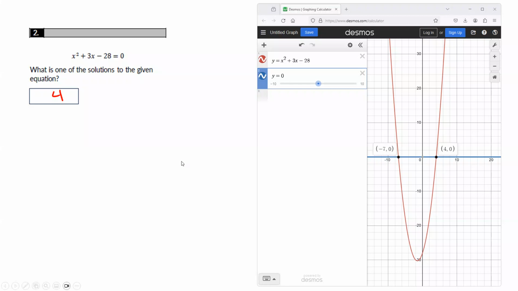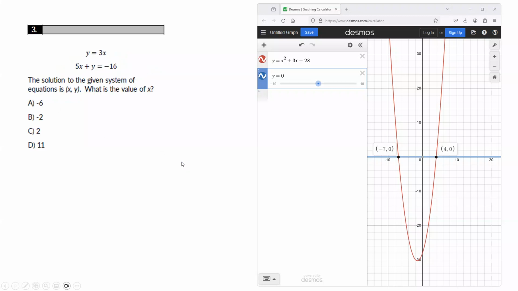All right, let's move on to the next question. Number 3, this time I have a system. I've got 2 equations with 2 variables. I don't have to put in a y because it's already there. So I'm just going to type it exactly as is.